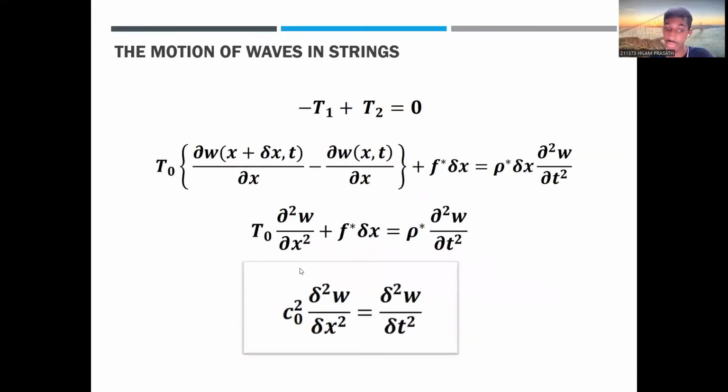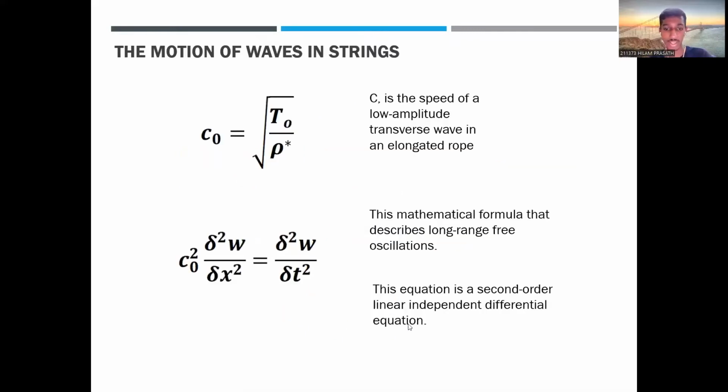Then finally, we get the wave equation, which is c squared del squared y over del x squared equals del squared y over del t squared. From that equation, we derive the speed equation, which is c naught equals square root of T naught over rho, the density. So c is the speed of the low amplitude transverse wave in an elongated string. So before that, I showed the wave equation.